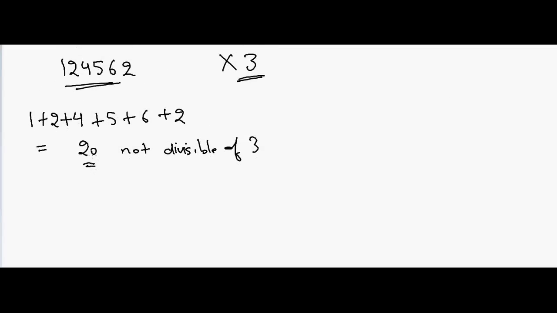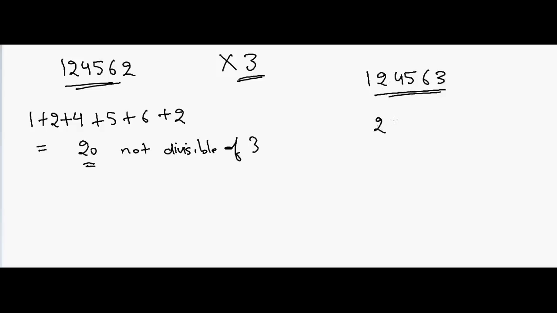So what should the number be if it has to be divisible by 3? Instead of 2, if you make it 3, so 1 2 4 5 6, and we write 3 at the end, then the sum will become 21. So that number should be divisible by 3. Or we can increase any other digit.